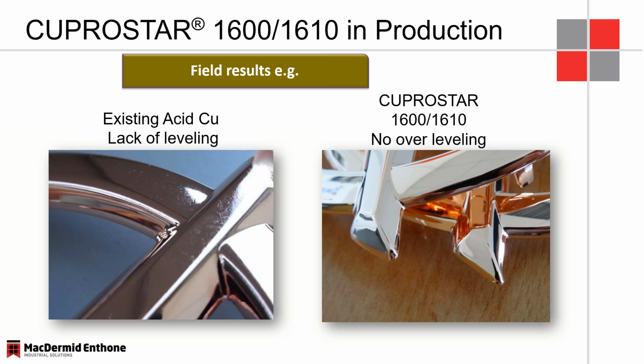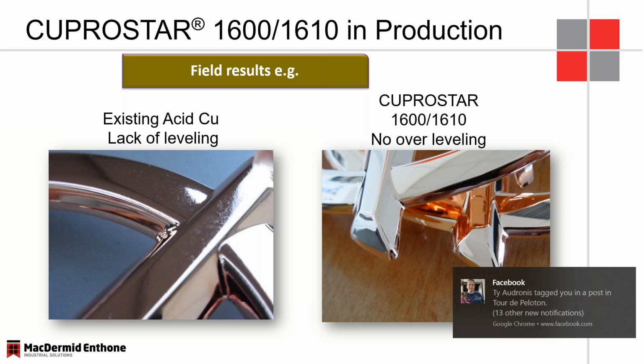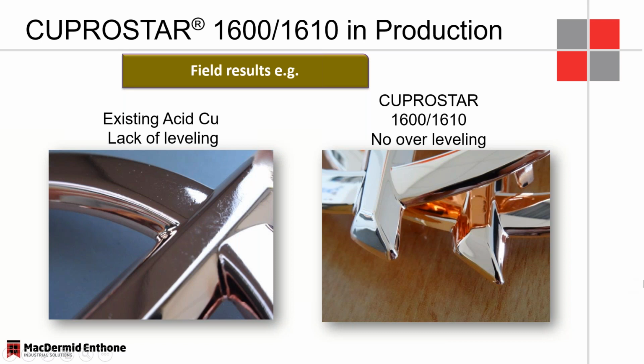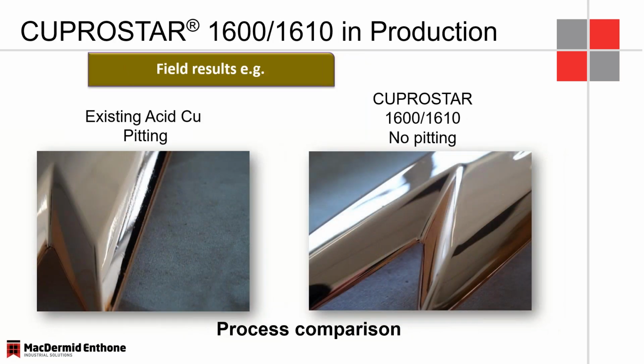Leveling, obviously, is something that we strive to achieve with copper. Here in the existing or the replacement acid copper, we saw a lack of leveling on these parts. For the 1600 and 1610 replacement, we saw no overleveling of parts. You could see nice bright level without overleveling in this situation. And pitting, which we know was a huge concern. Some pitting in the photo on the left, but after switching to the 1600 and 1610 processes, no issues with pitting on those parts.